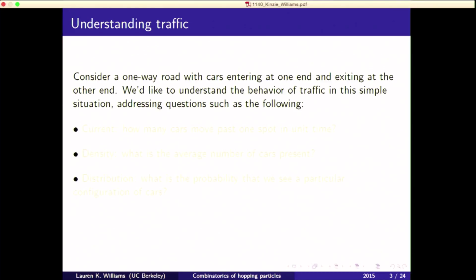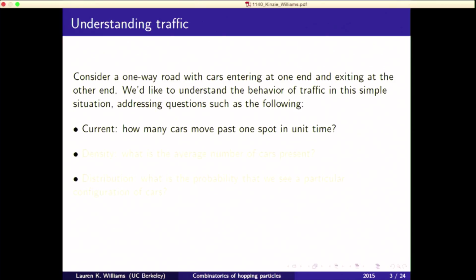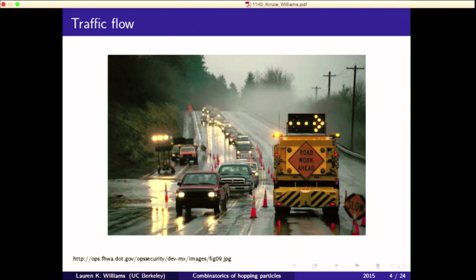Okay, so let's talk about traffic. So let's consider a one-way road. We're going to keep things simple, with cars entering at one end and exiting at the other. Now, one would like to understand the behavior of traffic in this sort of simple situation, addressing questions like current, how many cars move past one spot in unit time, density, what's the average number of cars present, distribution, what's the probability that we see a particular configuration of cars. There's a picture of traffic on a one-way road.